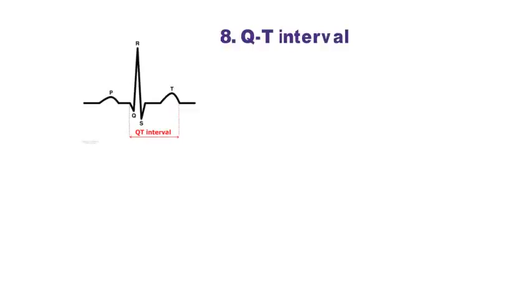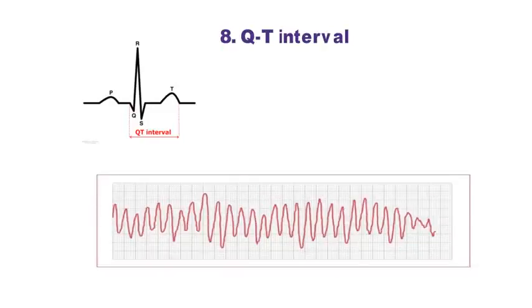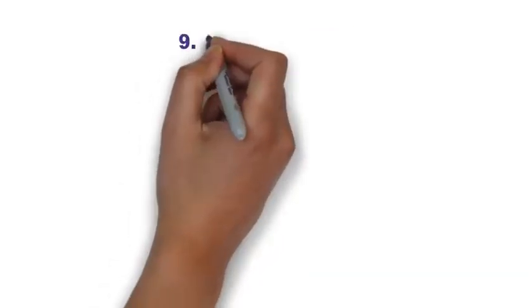Step 8, it is QT interval. It is from the start of Q wave to the end of T wave. As a rule of thumb, normal QT is less than half the preceding RR interval. An abnormally prolonged QT is associated with increased risk of ventricular arrhythmias, especially torsade de pointes.